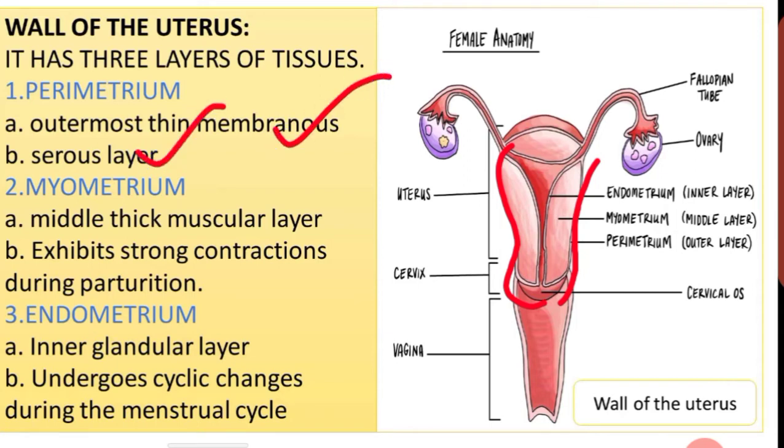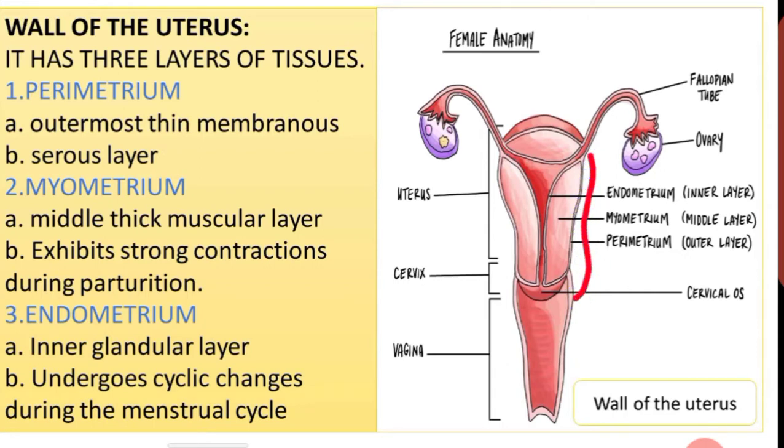Why do we call it serous? Serous is nothing but a thin membranous layer. Thin membranous layer, serous layer, which covers the organ totally. Then the middle layer is the myometrium. The middle layer is called myometrium.